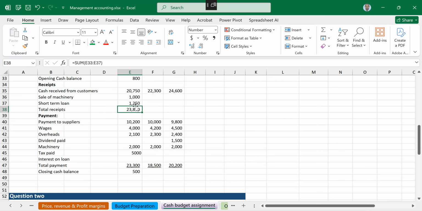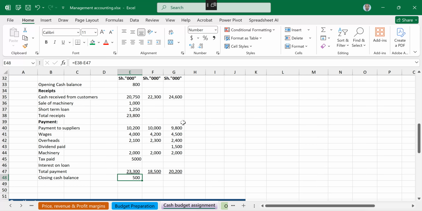Now, if you borrow 1250, then drag this. Okay, done. Then after that, let us pass the formulas across. The total receipt, drag across. Total payment was already dragged across. Even closing cash balance, you can drag across.